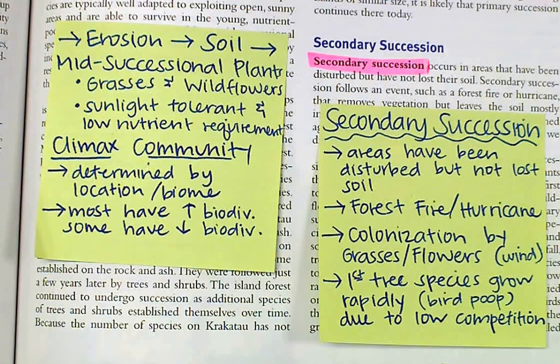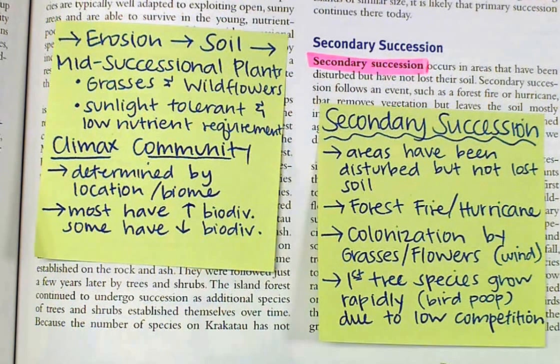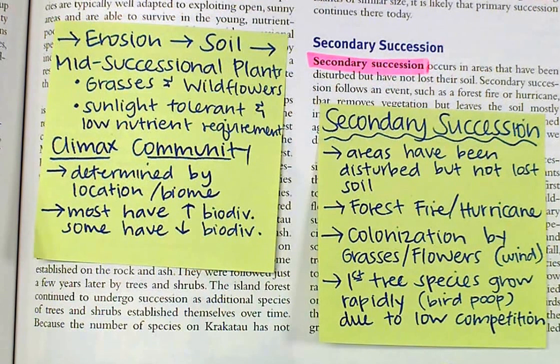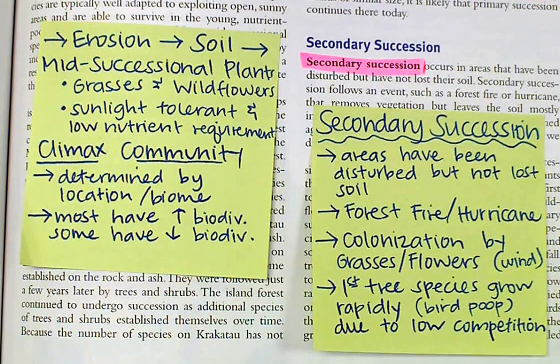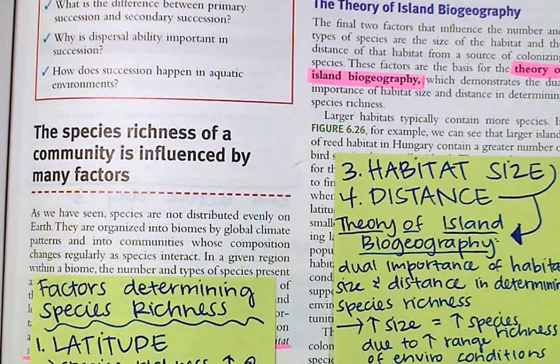Now, the first tree species are going to be ones that grow very rapidly, thanks to our friends the birds who poop out seeds all over the place no matter where they fly. So that's how the seeds get there, and they're going to grow rapidly due to the fact that they're not going to have very much competition. So they're going to have all the photosynthesis that they could possibly want. They're going to have all the nutrients. Okay, so they're going to end up growing very rapidly.